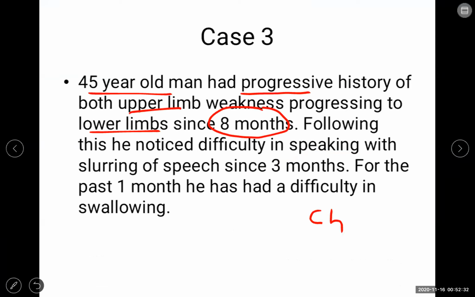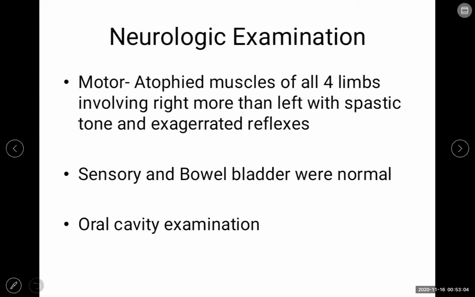Now, when we look further into the history, we find that he's been having difficulty in speaking and slurring of speech for 3 months, along with difficulty in swallowing since 1 month. Looking at difficulty in speech at first, you would probably think it's a cerebrum involvement. But he's having difficulty in swallowing as well, which is not typical of a cerebrum involvement, but more of a brainstem involvement. So this patient has weakness along with the involvement of cranial nerves. Now, we'll move on to examination.